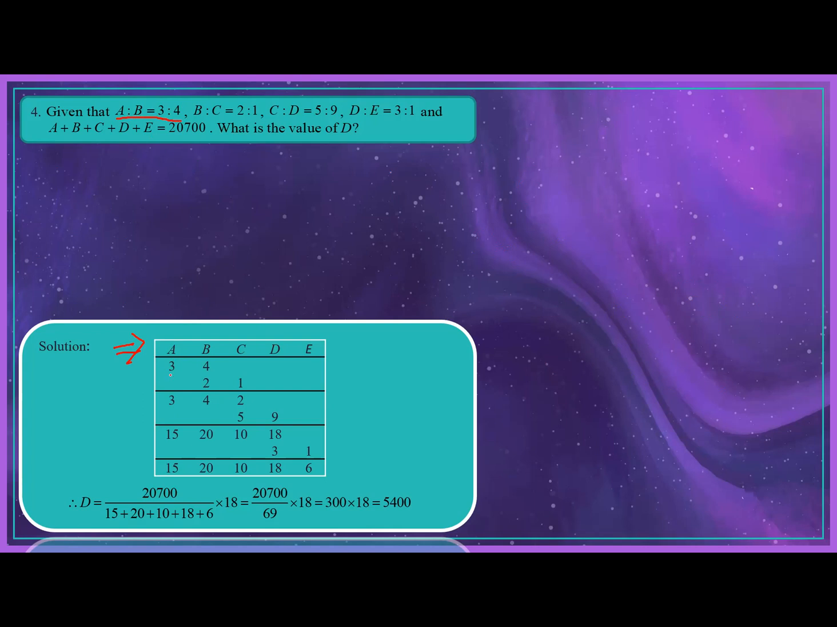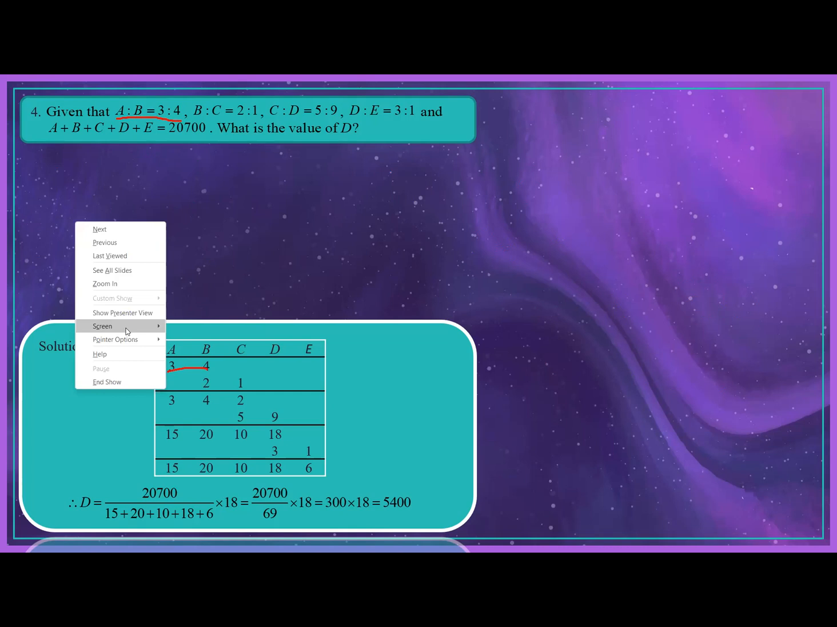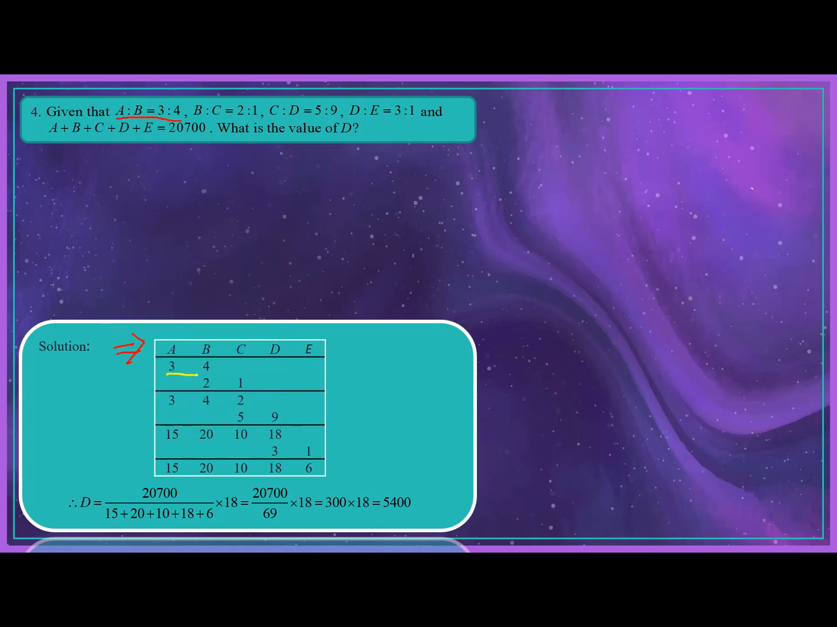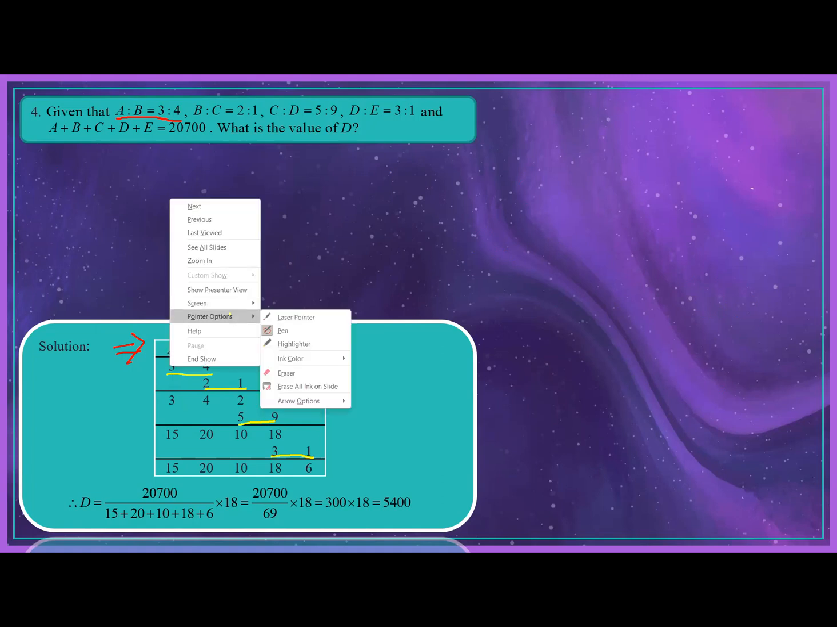equation. So you have for A is to B, you have 3 is to 4. Okay, this one. For A is to B, you have 3 is to 4. B is to C, you have 2 is to 1. And C is to D, you have 5 is to 9. And D is to E, you have 3 is to 1. Okay. So you have to put those first.